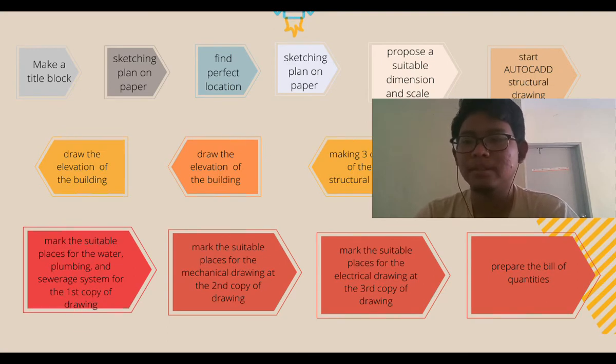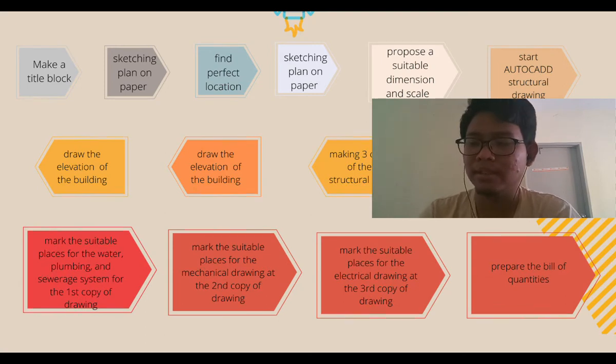Next, we mark the suitable places for the symbol of mechanical drawing for the second copy of the AutoCAD. And then we discuss again and mark the suitable places for the symbol of electrical drawing for the third copy of the AutoCAD. Finally, we calculate the bill of quantities. That's the end of the methodology.